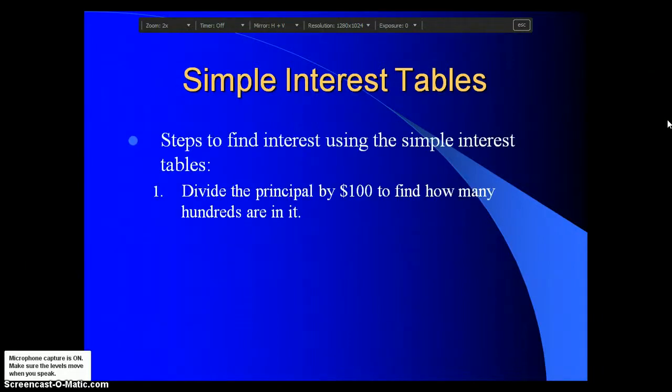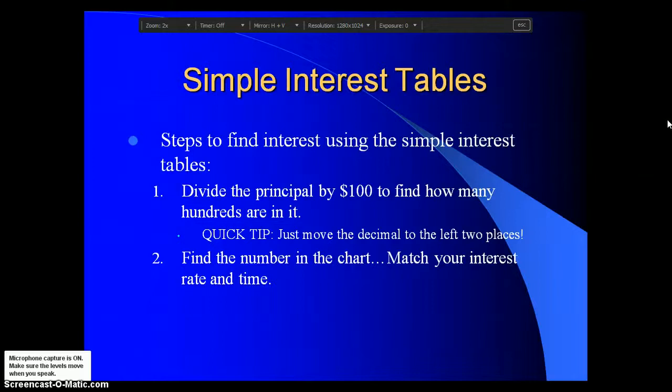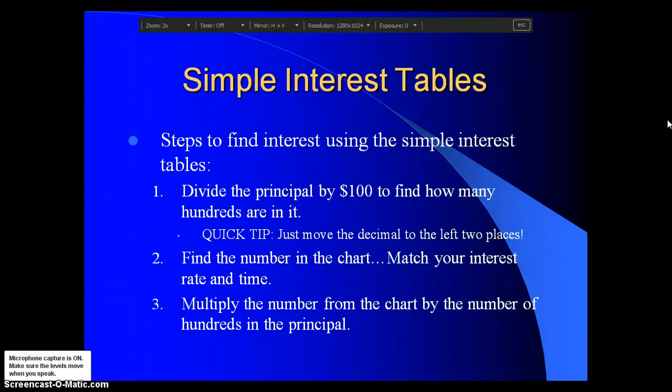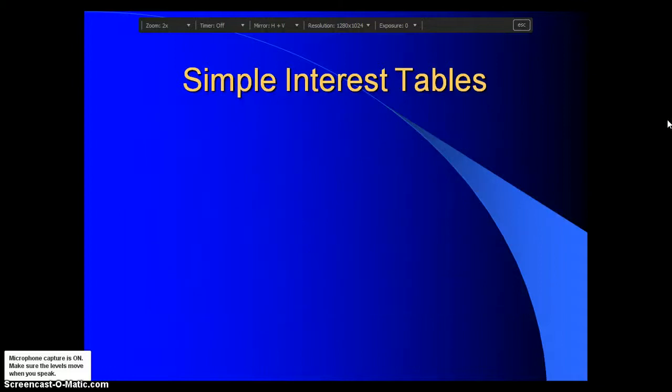So steps to find this. You're going to take your principal amount, divide by 100. We want to know how many hundreds are in our principal amount. Just remember, when you divide by 100, you move the decimal to the left 2 places. Don't forget that, it makes it go a little quicker for you. Then you're going to find your magic number on the chart. So you're going to look at your interest rate and your time. Then finally, whatever number you come up with from the chart, take that times your answer for number 1 from these steps, and that's going to be your interest then.